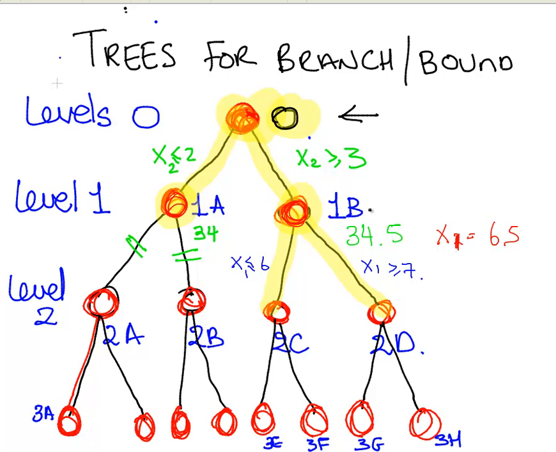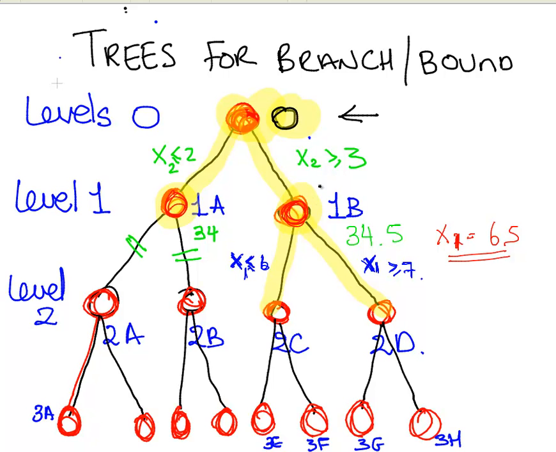So at node 1B, we're going to split a branch on the variable x1. We're going to set up two sub-solutions. X1 is less than or equal to 6, so that's node 2C. And x1 greater than or equal to 7, and that's going to be node 2D. 2A and 2B we're not looking at at all, because we had an optimal integer solution at node 1A, so we don't have to continue down that subtree. Here we had a non-integer solution that was optimal, so we have to branch on that.